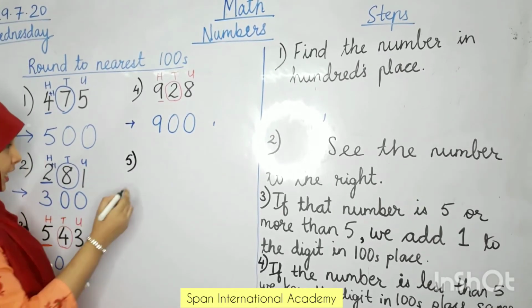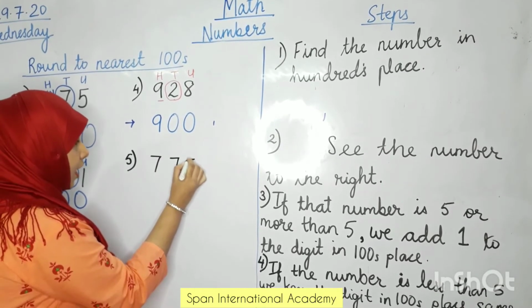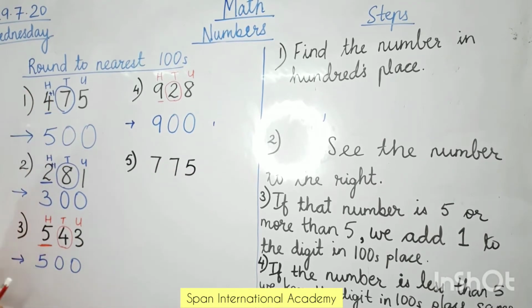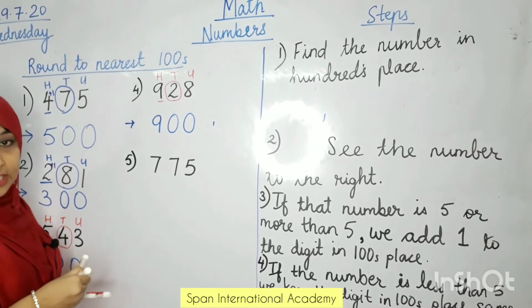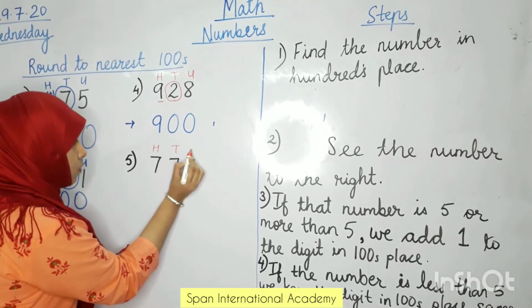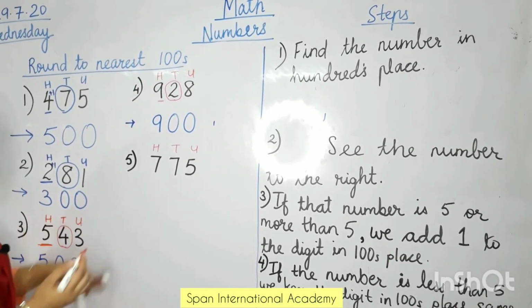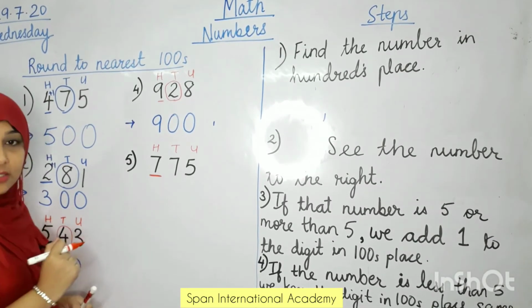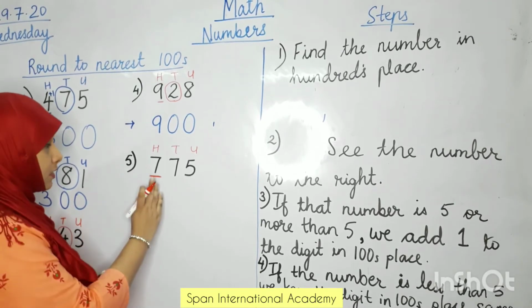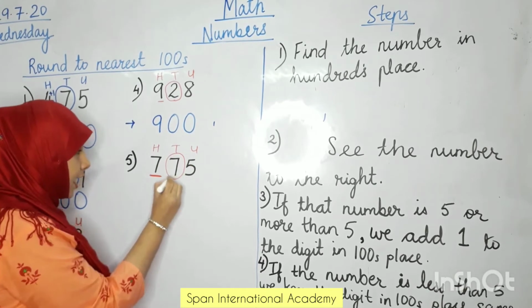My fifth example is 775. We go back to our steps. We will find the number in the hundreds place, and that I get by seeing the place value. So we have 100, tens and units. Which number is in the hundreds place now? It is number 7. My second step tells me to see the number to its right. So after 7, which number do I have to my right side? It is number 7 again.